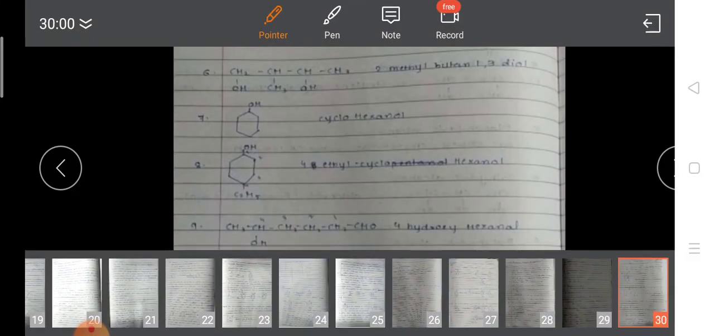Here a cyclopentyl ring is there, to that OH group and the C2H5 group are attached. That's why it is 3-ethylcyclopentanol. You can take any example.